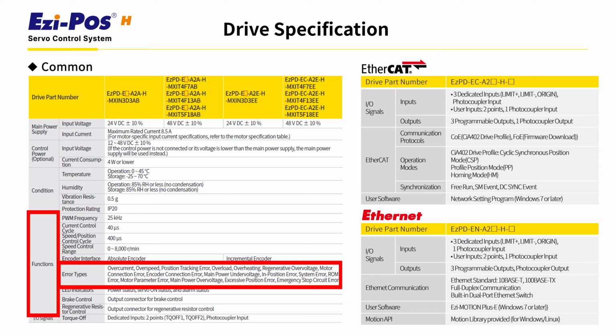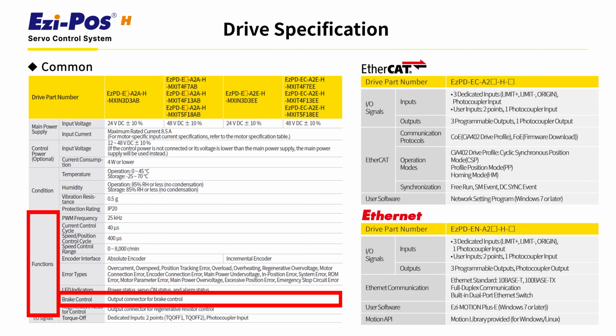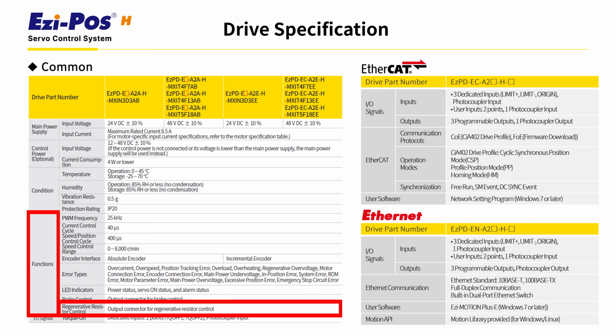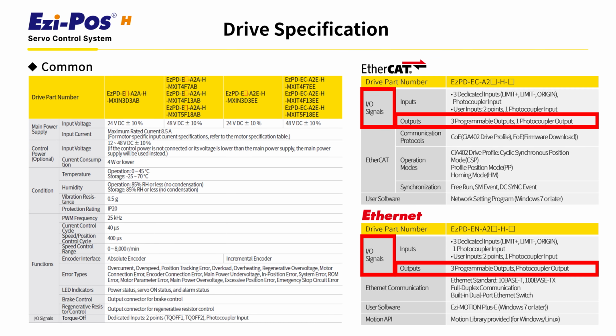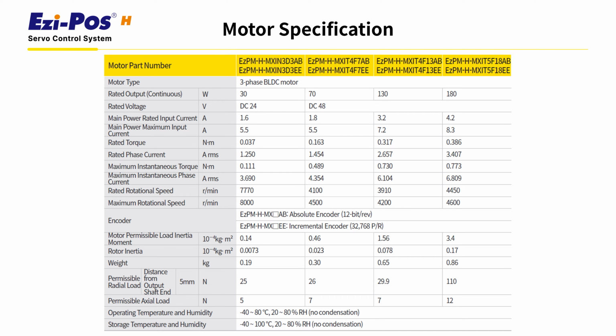The system detects various errors, and when an error occurs, it outputs an alarm signal and turns the servo off. It also includes a brake output connector for brake control and a separate connector for connecting a regenerative resistor. In addition, there are dedicated input ports for limit plus, limit minus, and origin, along with 2 programmable input ports and 3 programmable output ports. Next, let's review the motor specifications of the Ezi-POS H series.